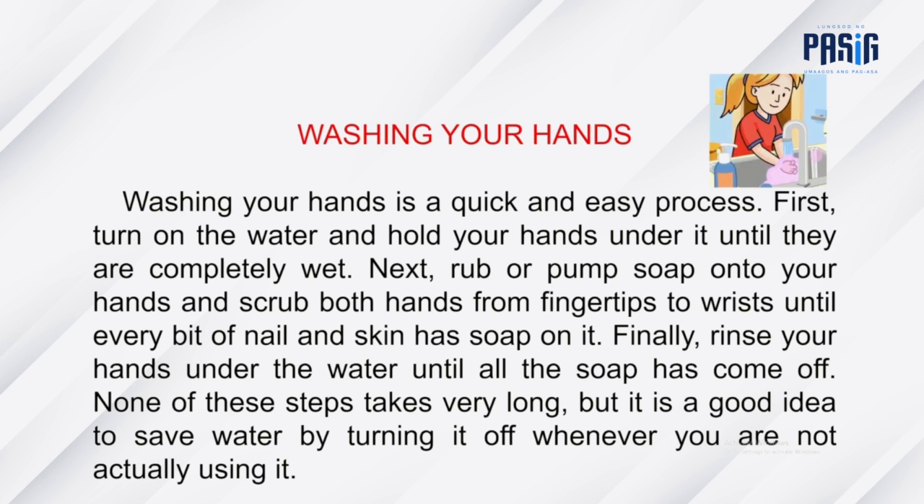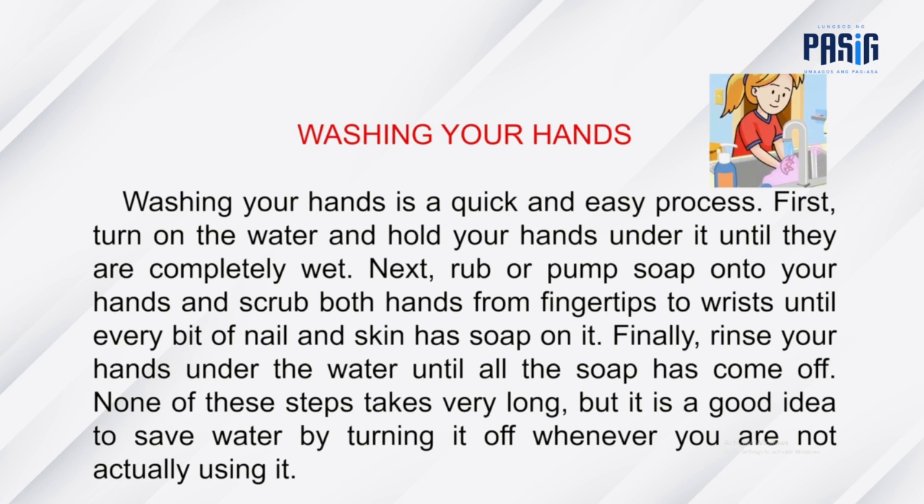Washing your hands. Washing your hands is a quick and easy process. First, turn on the water and hold your hands under it until they are completely wet. Next, rub or pump soap onto your hands and scrub both hands from fingertips to wrists until every bit of nail and skin has soap on it. Finally, rinse your hands under the water until all the soap has come off. None of these steps takes very long, but it is a good idea to save water by turning it off whenever you are not actually using it.